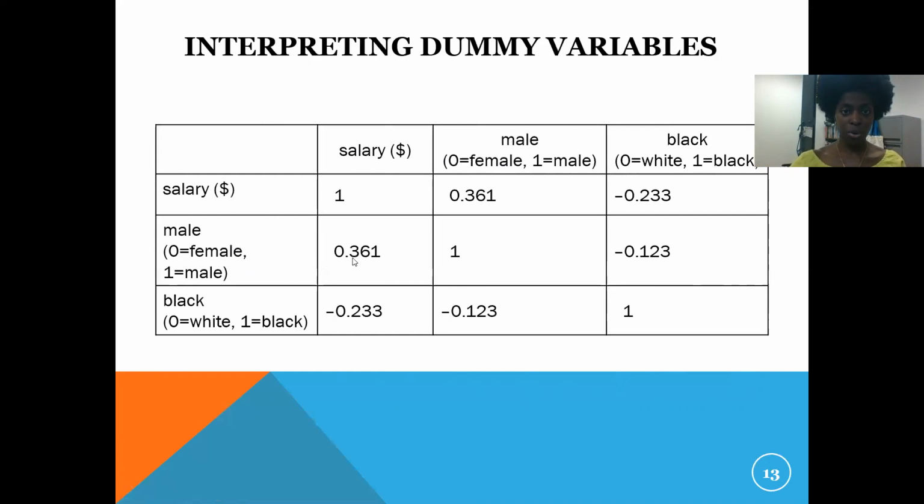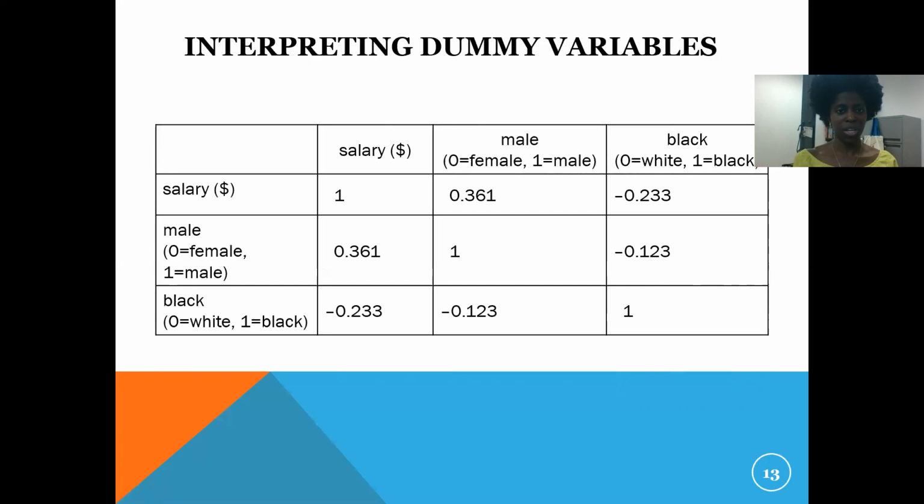Salary to gender, 0.361. Notice that I'm saying gender, even though we don't see that word anywhere. But we know that this is not a variable that's only concerned with male. We call it male because that's the way we remind ourselves, without even having the codes on the screen, that this variable was coded 1 equals male. It's a dummy variable. Only dummy variables get coded in this way.